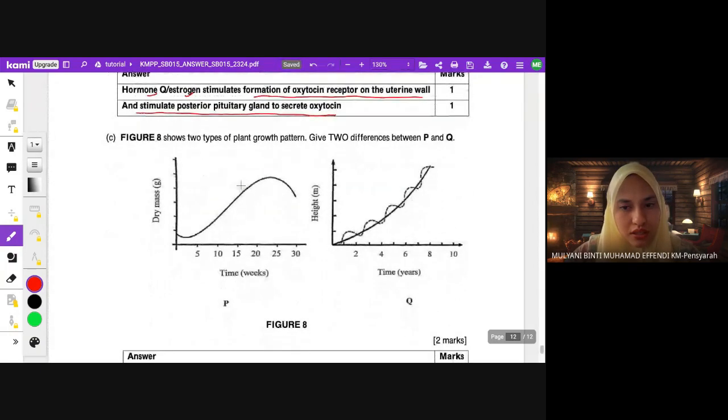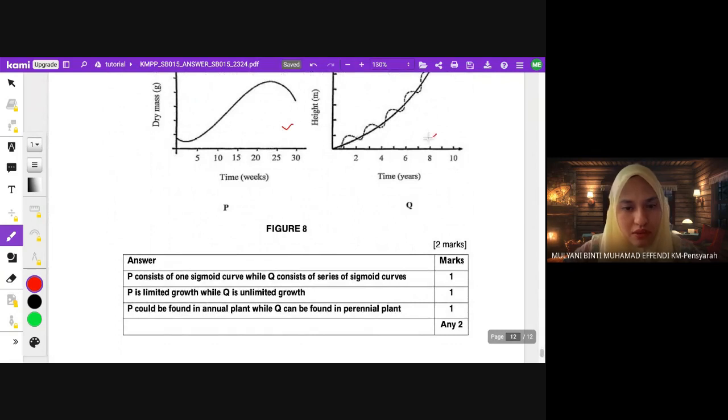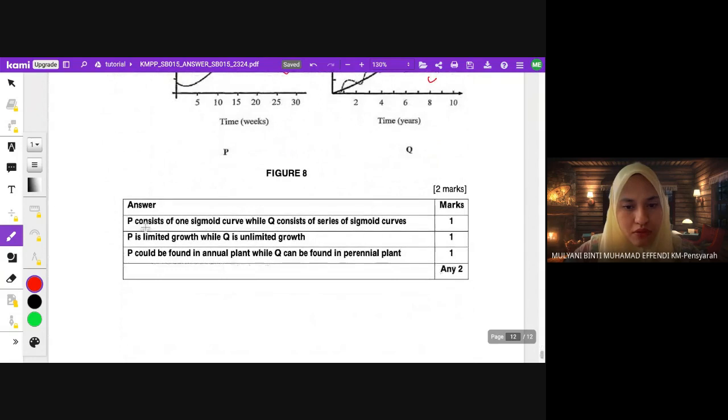So last question, kita nampak ada dua pattern of growth. So kita nampak kat sini, this is limited, this is unlimited. So dia tanya kat situ, give two differences between P and Q. So P consists of one sigmoid curve while Q consists of series of sigmoid curve. While P is limited growth curve while Q is unlimited growth curve. And lastly, P could be found in annual plant while Q can be found in perennial plant.